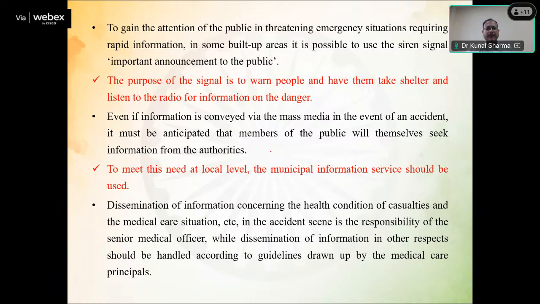To gain the attention of the public in threatening emergency situations requiring rapid information, in some built-up areas it is possible to use a siren signal and important announcements to the public.